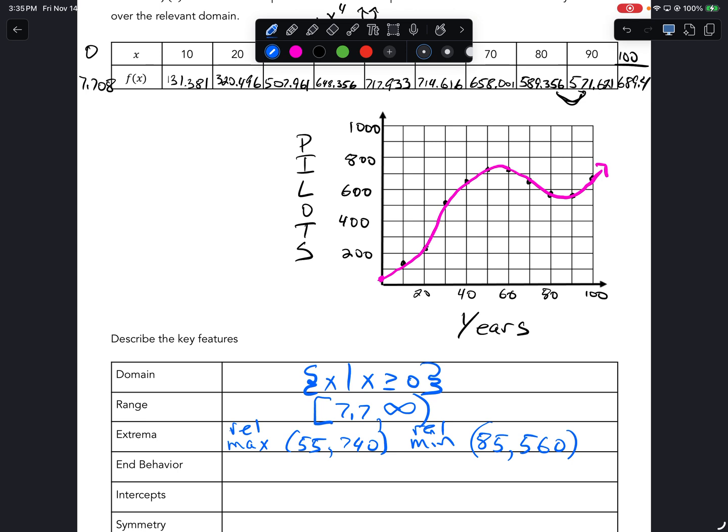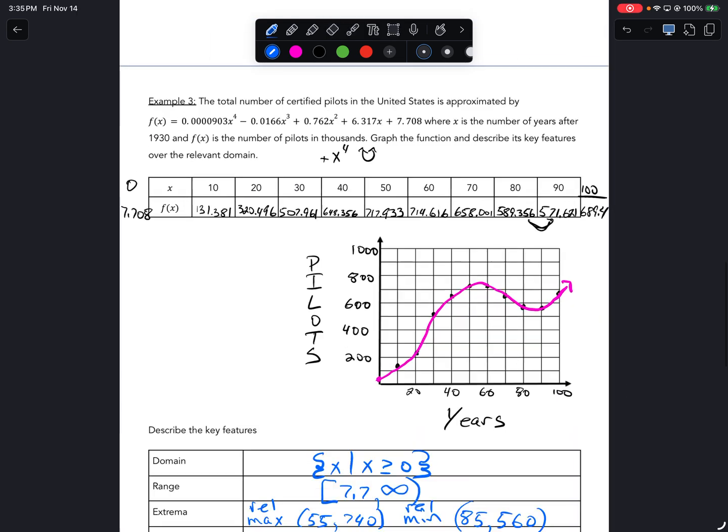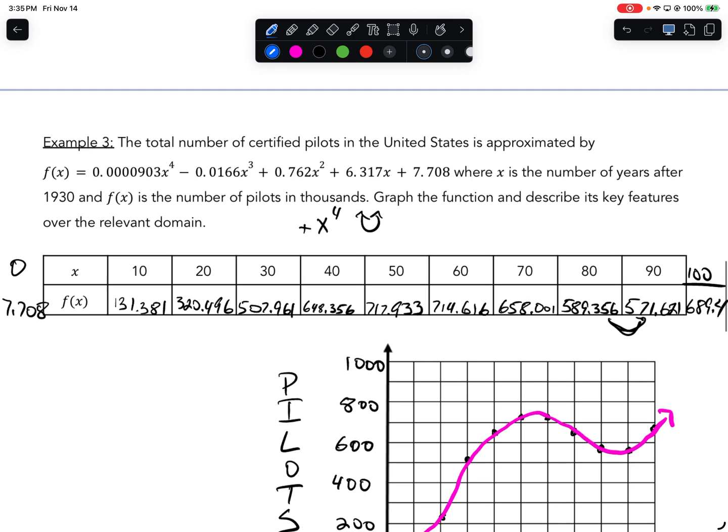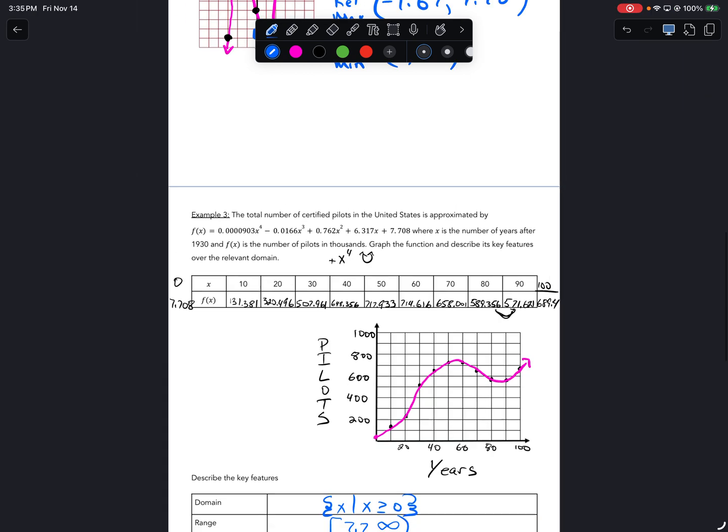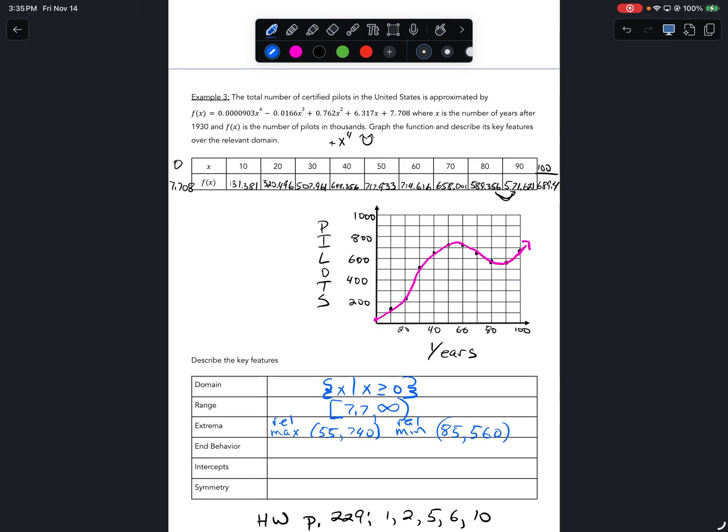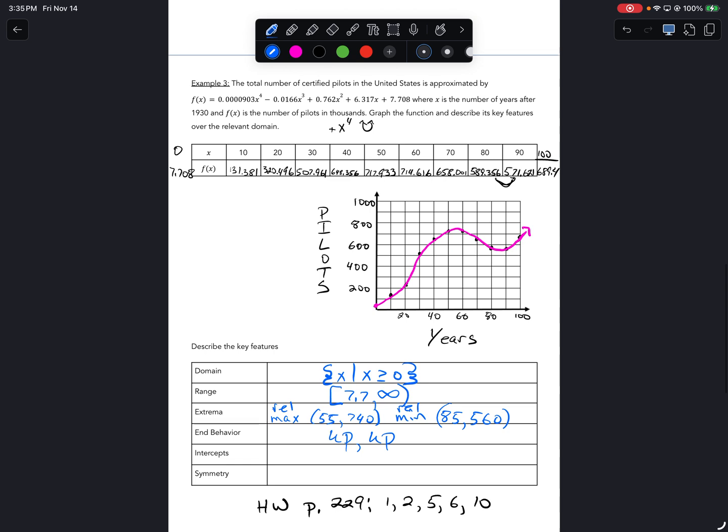So then end behavior, it's kind of a trick question. Technically, we're doing positive x to the fourth, so it should be up, up. But because it starts at 0, it only goes up on one side. We'll say up, up, because that's technically what it should be. But we can't have negative pilots, so it doesn't technically go up, up. It would be like blank, comma, up, which would be most accurate, but that's weird. Up, up, I'm fine with.